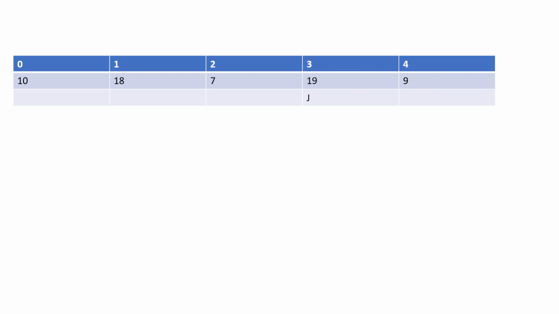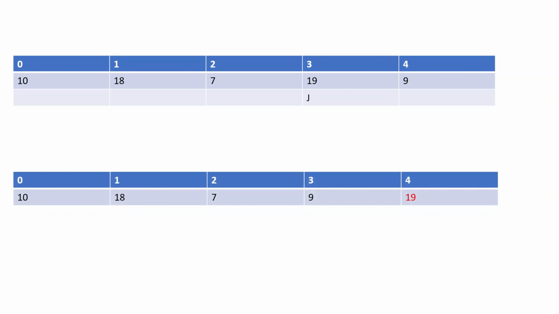After swapping, the biggest element in this array, 19, reaches its position. You can clearly observe here that at the fourth index the value is 19. It reaches its position. You can compare with all the elements. Here 19 is the largest element compared to the others.